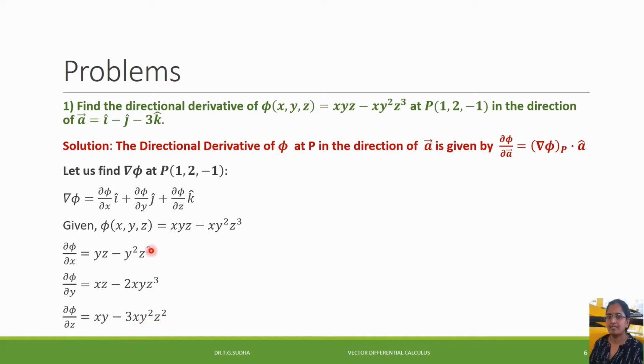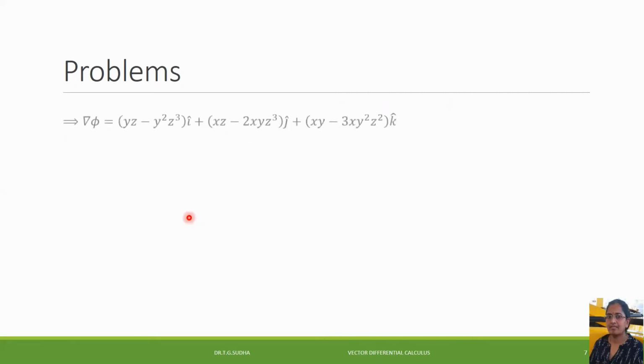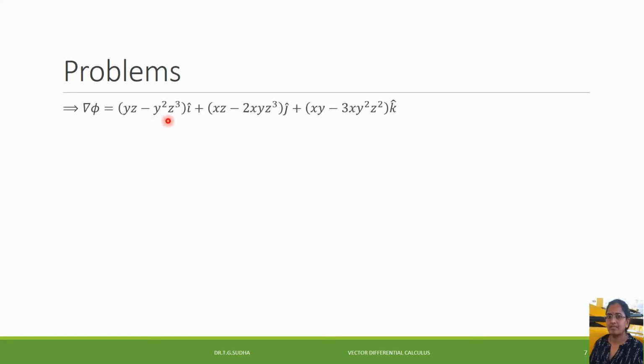So let us substitute these partial derivatives in the expression for grad phi and we get grad phi is equal to yz minus y square z cube into i plus xz minus 2xyz cube into j plus xy minus 3xy square z square into k. But we need to find del phi at the given point P. P is given to be 1, 2, minus 1. So we need to substitute x is equal to 1, y is equal to 2, and z is equal to minus 1. So let us substitute these values in this expression for del phi.